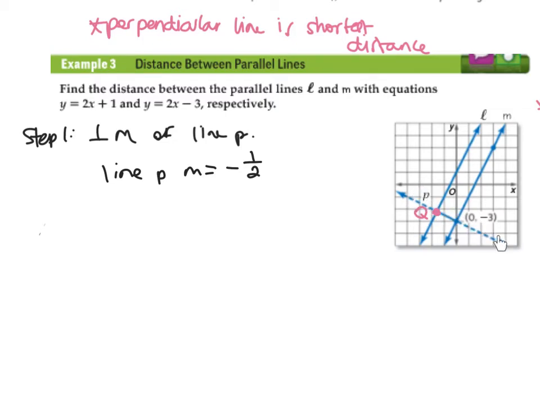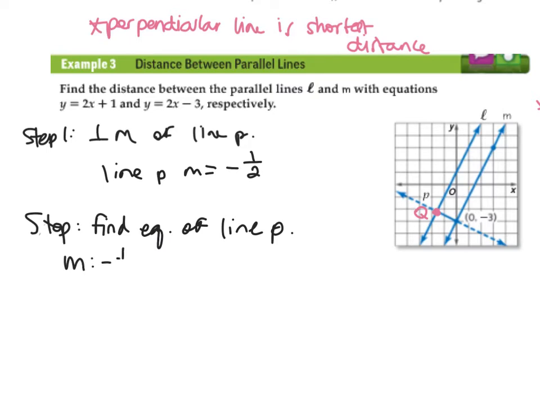Okay, now we need to figure out the equation of this line. So this will be our step 2: find the equation of line P. Okay, so we know it has a slope of -1/2, and it's going through the point (0, -3). Remember again, (0, -3) is actually the y-intercept of line M. This is very important because sometimes you might not be given another point. So, line M, use that y-intercept. If you have it on the line, go for it.